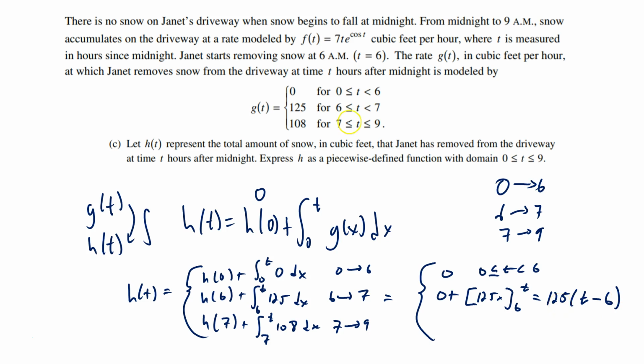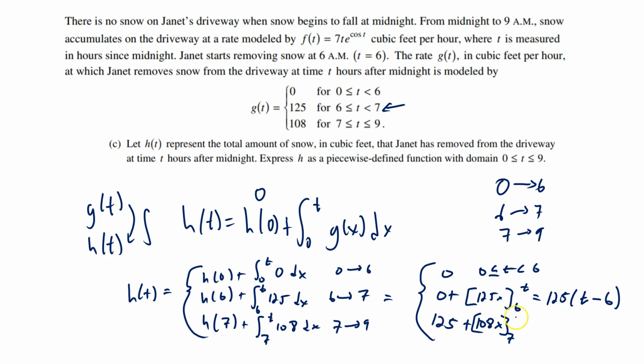That makes sense because at 6 a.m., she hasn't removed anything. So when you plug in 6 here, you have to get 0. But at 7 a.m., 7 minus 6 is 1. She's removed 125 cubic feet of snow. So h of 7, that means you plug 7 in right here. That gives you 125, because that's how much she's removed by 7 a.m. She's been shoveling for 1 hour at 125 cubic feet per hour. So 125 plus the integral from 7 to t of 108 dx. I guess we're going to do it the same way I did before.